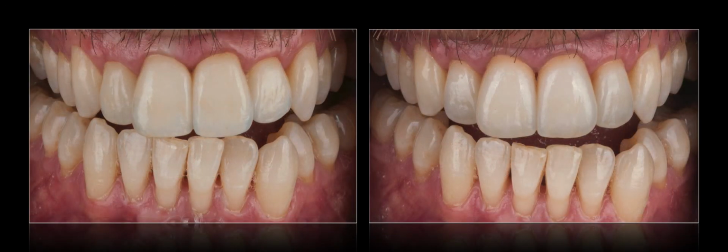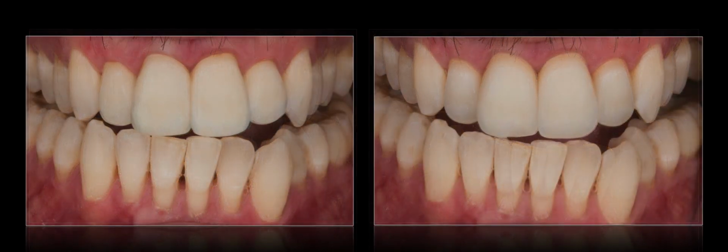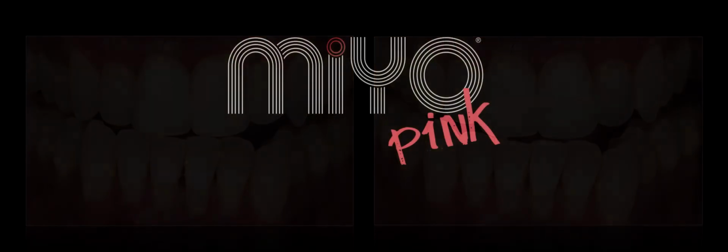So here is cheek retracted. Don't mind the tissue too much. This was during the try-in, but you could quite see the huge potential, and it's proven clinically that this absolutely works. So the Miyo Pink system is set up quite similar to the Miyo White system. There are the translucent colors and there are some opaque colors as well. So I'm going to quickly go over what's possible in a clinical situation.